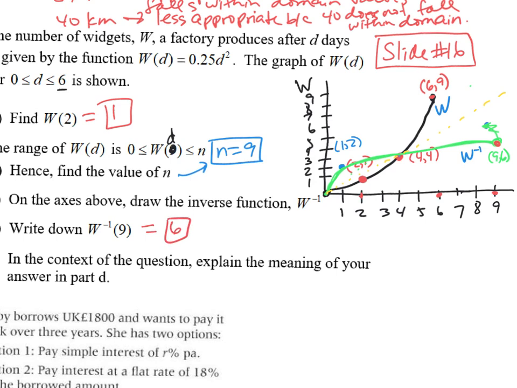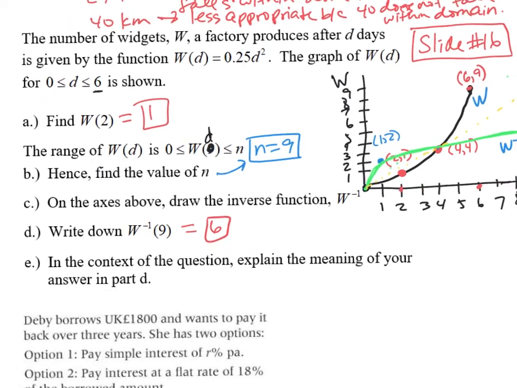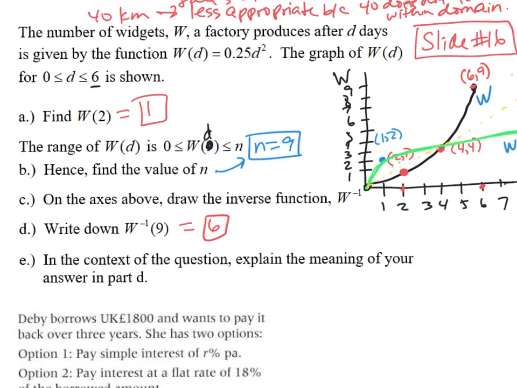And then it says, let's see, I gotta scoot this back over so I can read it. In the context of the question, explain the meaning of your answer in part D. Well, on our original function, w of d, remember d, the number of days, is the input. w, the number of widgets, is the output. So that's just going to be opposite for our inverse function. So for the inverse function, we're going to switch those. So the input is going to be the number of widgets, and the output will be the number of days.